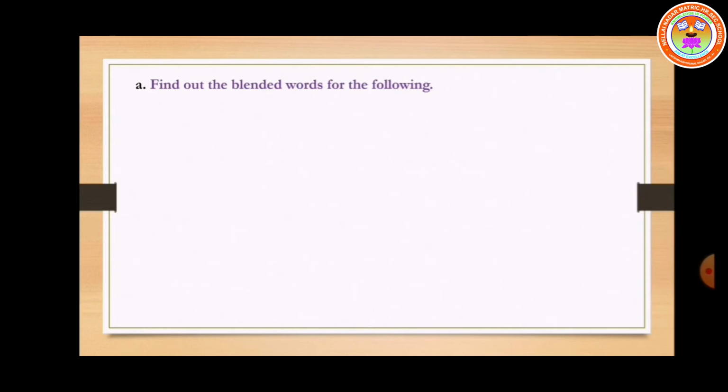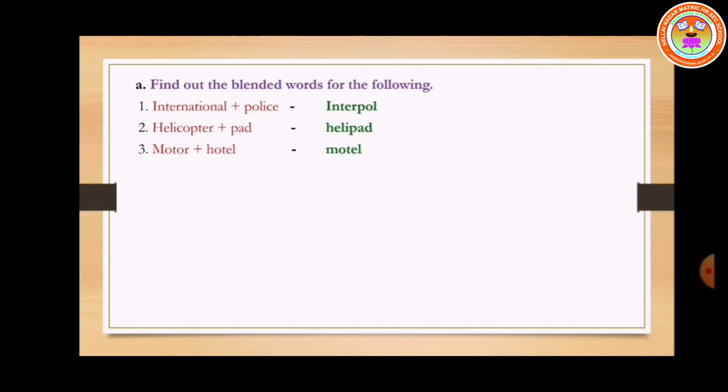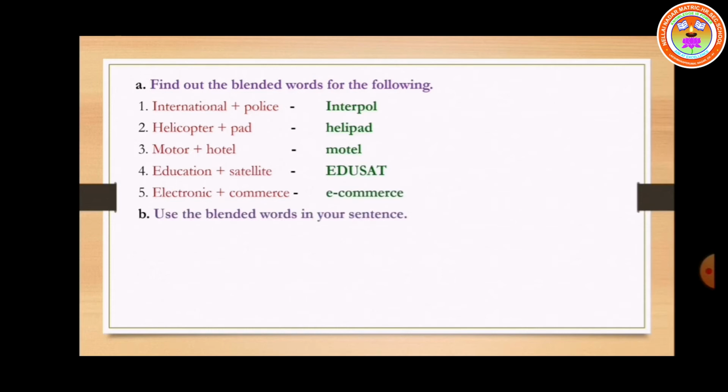Then find out the blend words for the following. International plus police. The blend word for this is Interpol. Helicopter plus pad is equal to helipad. Then motor plus hotel is motel. Then education plus satellite, edusat. Then last one, electronics plus commerce is e-commerce. Use the blended words in your sentences.